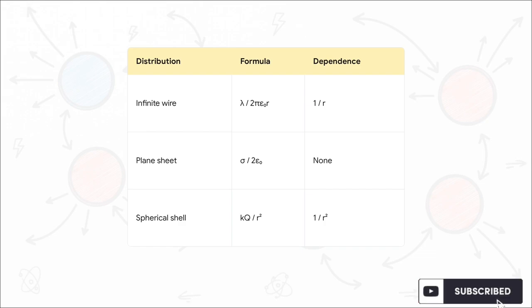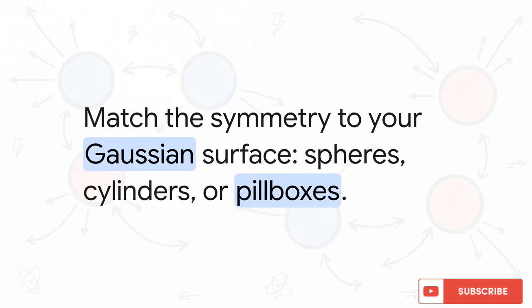No way, right? And for a spherical shell, if you're outside the shell, it just behaves exactly like a single point charge at the center, falling off as 1 over r squared. Now, the real secret to crushing these derivations quickly on your exam is something we like to call the symmetry trick. It's how you turn a terrifying calculus problem into a super simple visual puzzle.